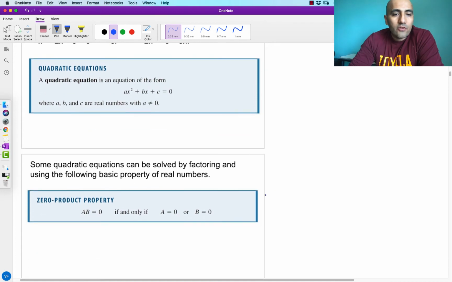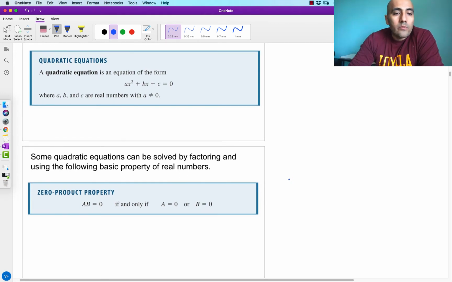Okay, and so the coefficients could be any real numbers except a is not allowed to be 0, because if it was 0, then we'd have an easier equation, right? 0 times anything is 0. This term would disappear, and we'd be back to a linear equation. So for that reason we don't allow it to be 0.